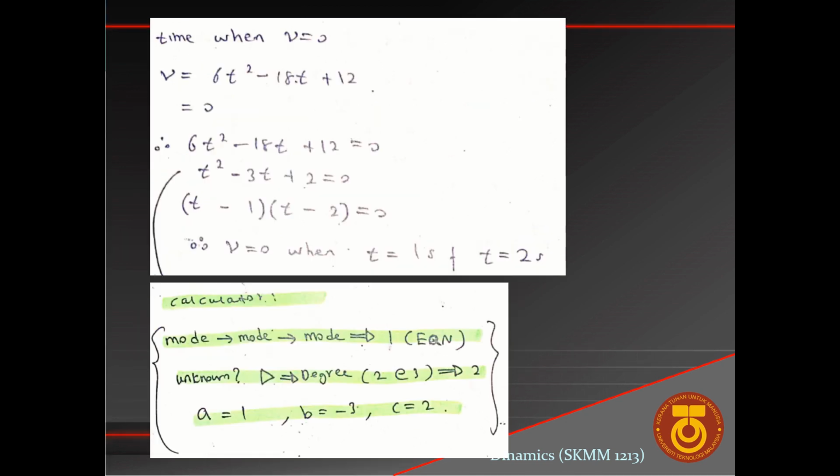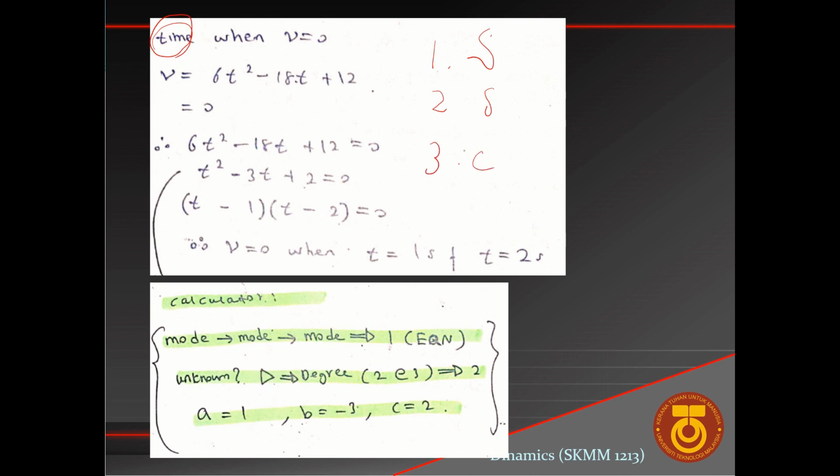And the last one, the question asks you the time when v equal to 0. V equal to 0 means that the particle might change direction and so on. We have seen from the introduction, there are 3 conditions where v equal to 0. The first one is start from rest. The second one is stop, and then the last one is change the direction.